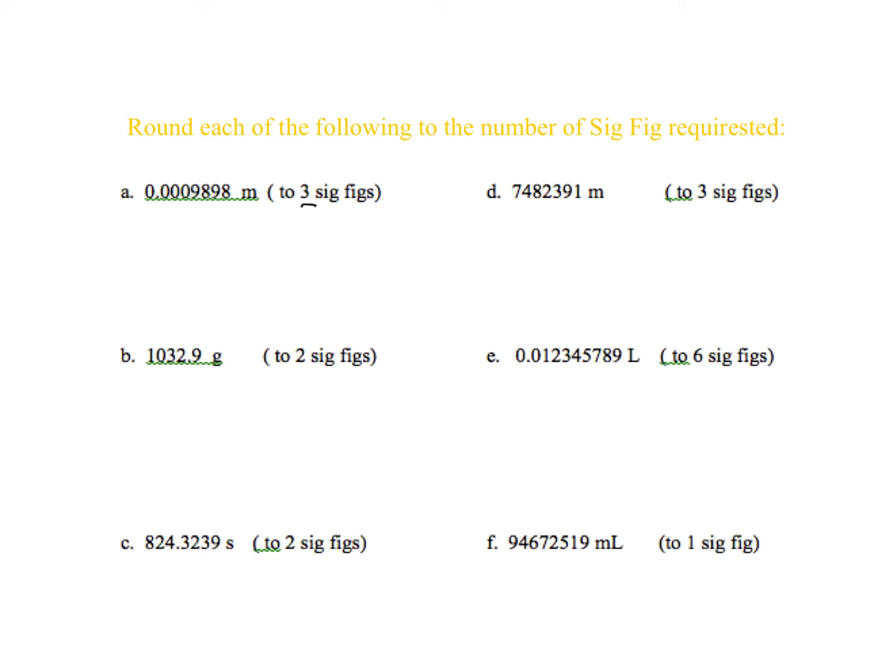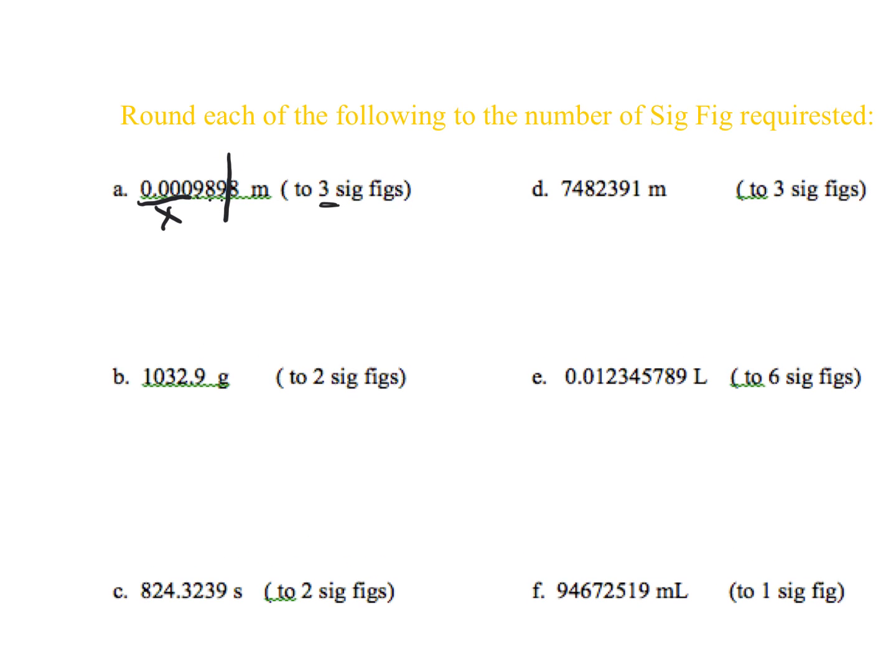So to 3 sig figs, we know all these zeros are leading zeros, so they don't count as significant. So this is 989 is my 3 digit, and I look at the digit after it, which is a 9, so I need to round up. So I will have 9 plus 1 become 10, 8 plus 1 becomes 9, and this 9 stays as 9.